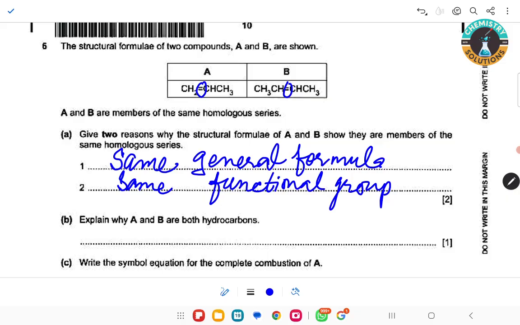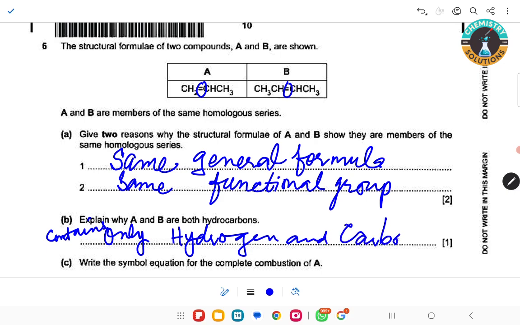Explain why A and B are both hydrocarbons. Because both contain only hydrogen and carbon only.